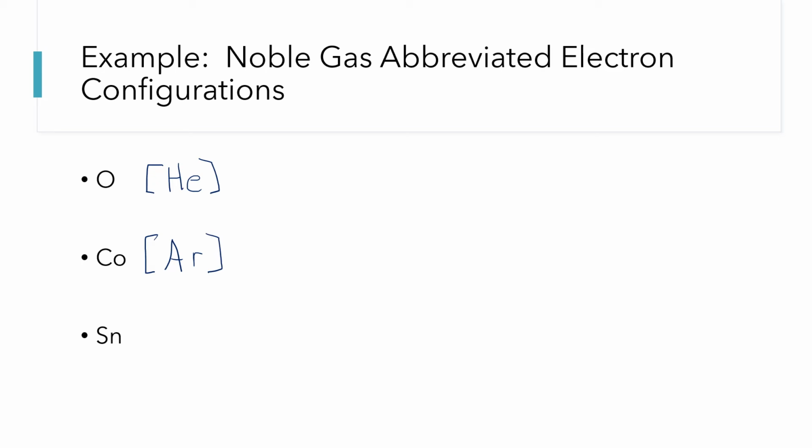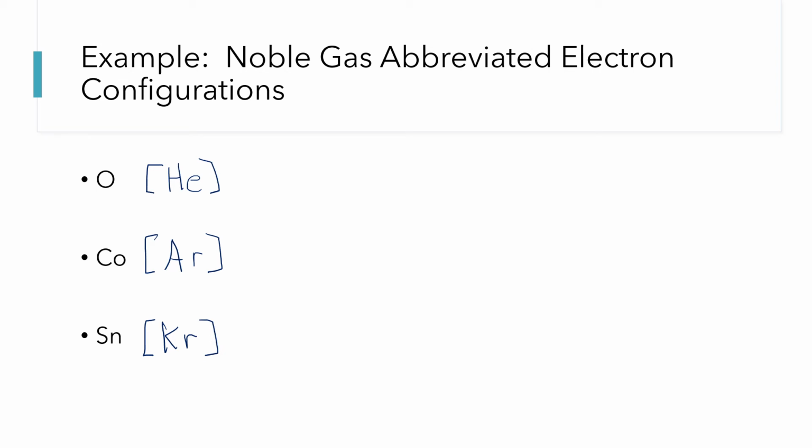And then last but not least, we have tin. Tin is atomic number 50. To find its noble gas core, slide all the way over and up 1, and that puts us at krypton. So krypton in square brackets for its noble gas core.